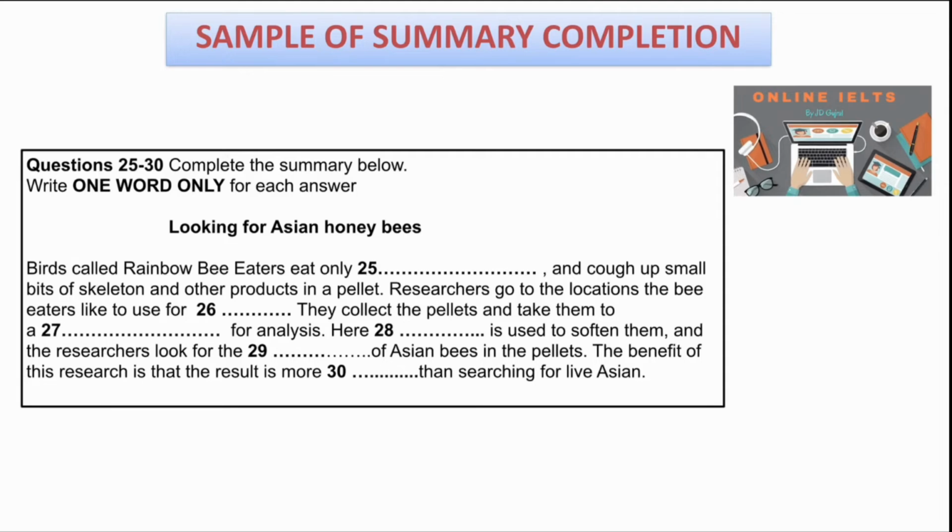The pellets are really hard, especially if they've been out in the sun for a few days. So, first of all, we treat them by adding water to moisten them and make them softer. Then we pull them apart under the microscope. Everything's all scrunched up, but we're looking for wings, so we just pull them all out and straighten them. Then we identify them to see if we can find any Asian bee wings.